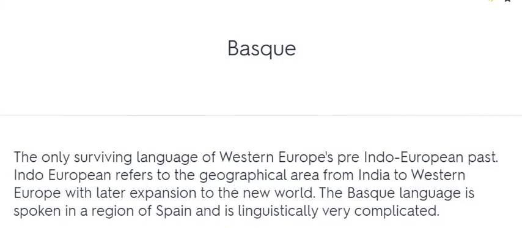Basque. The only surviving language of Western Europe's pre-Indo-European past. Indo-European refers to the geographical area from India to Western Europe with later expansion to the New World. The Basque language is spoken in a region of Spain and is linguistically very complicated.